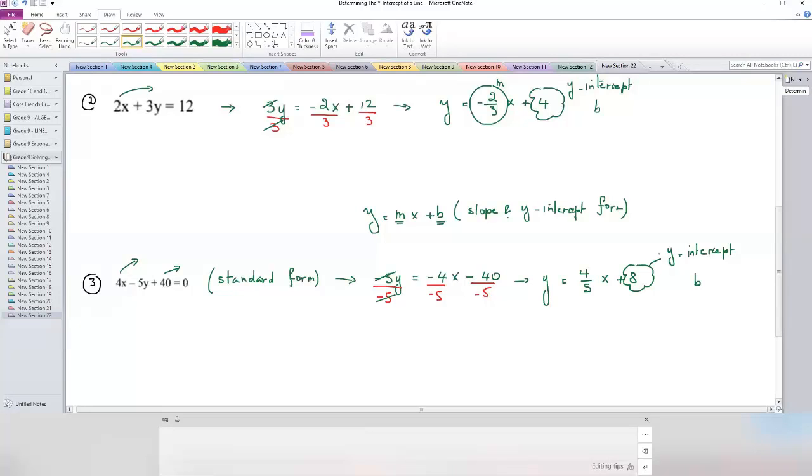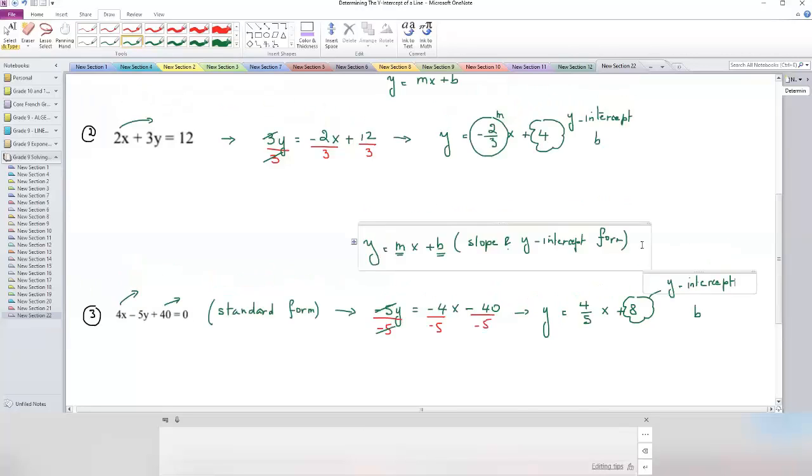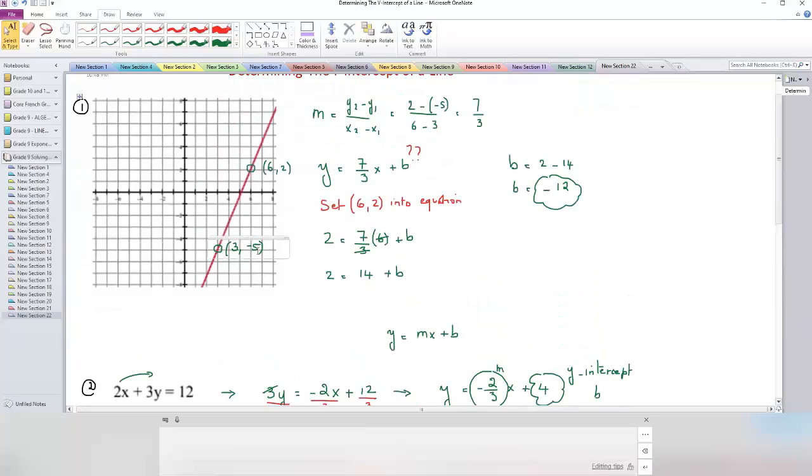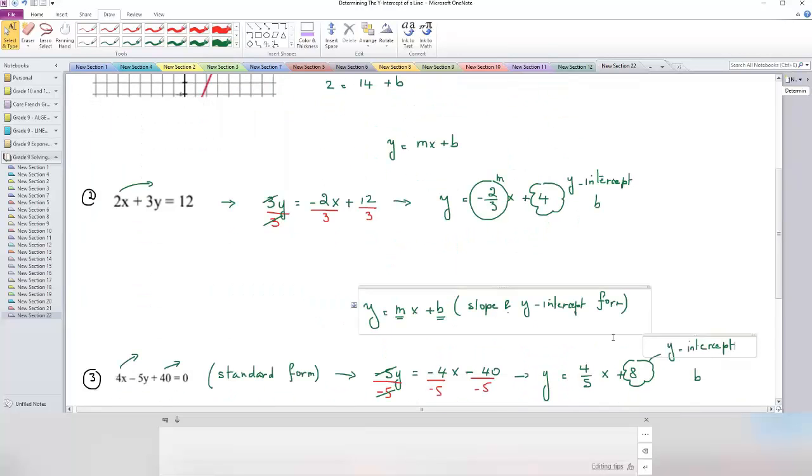I hope you understood how we can find the y-intercept from a graph where it's not clear where the intersection point of the line with the y-axis is, or if I have a linear equation in standard form, how to transfer it to the slope and y-intercept form, then I can find the y-intercept.